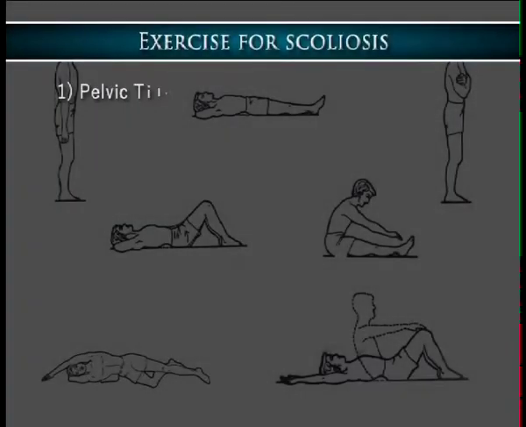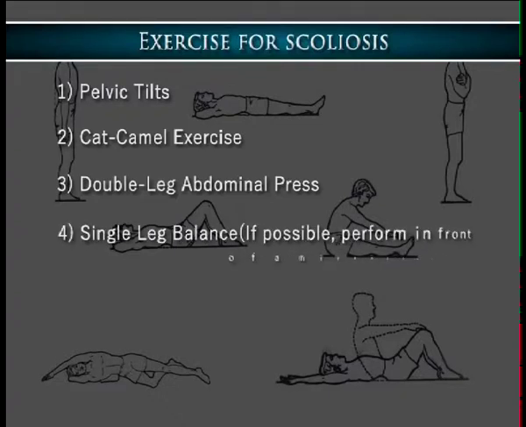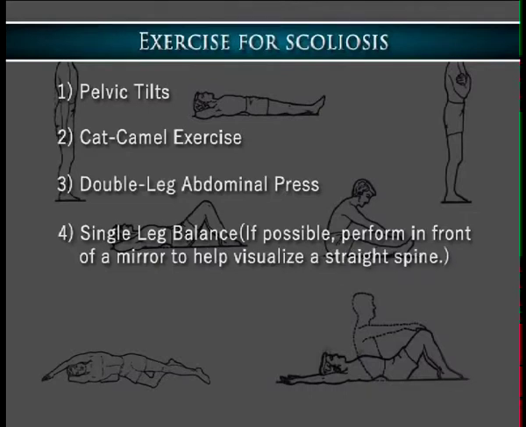First one, pelvic tilt. Second one, cat-camel exercise. Third one, double leg abdominal press. Fourth one, single leg balance. If possible, perform in front of a mirror to help visualize a straight spine.